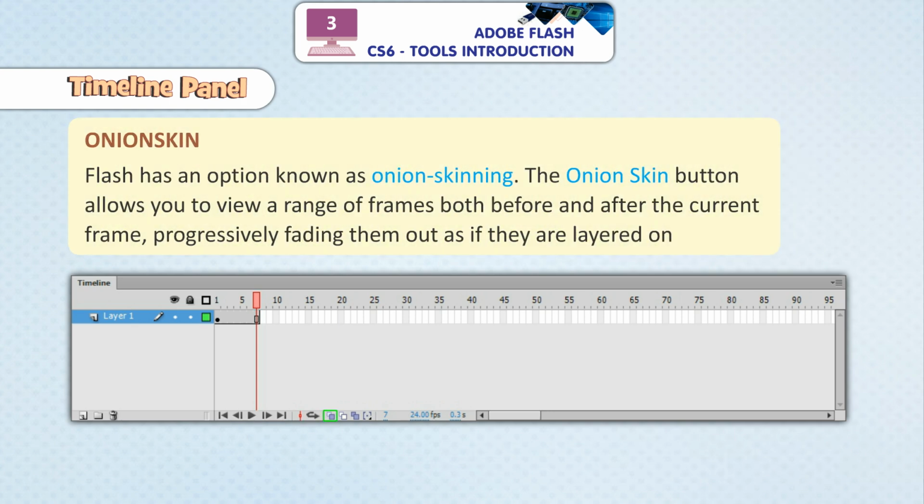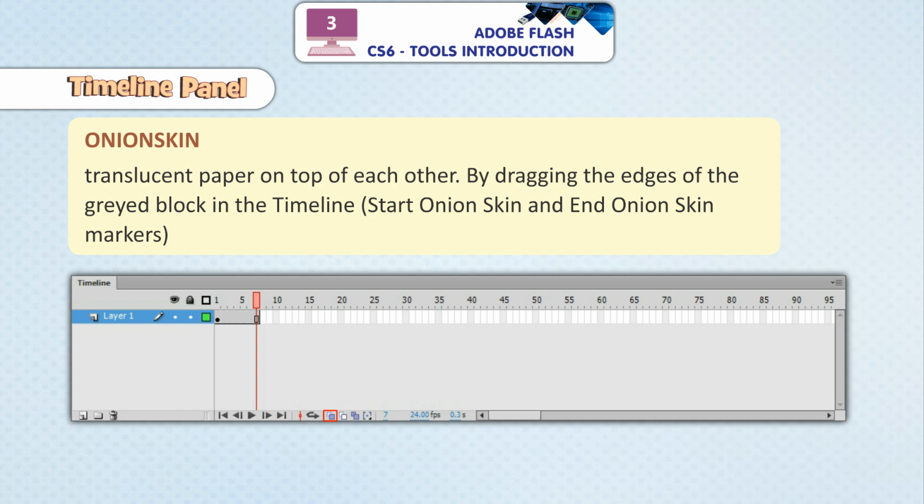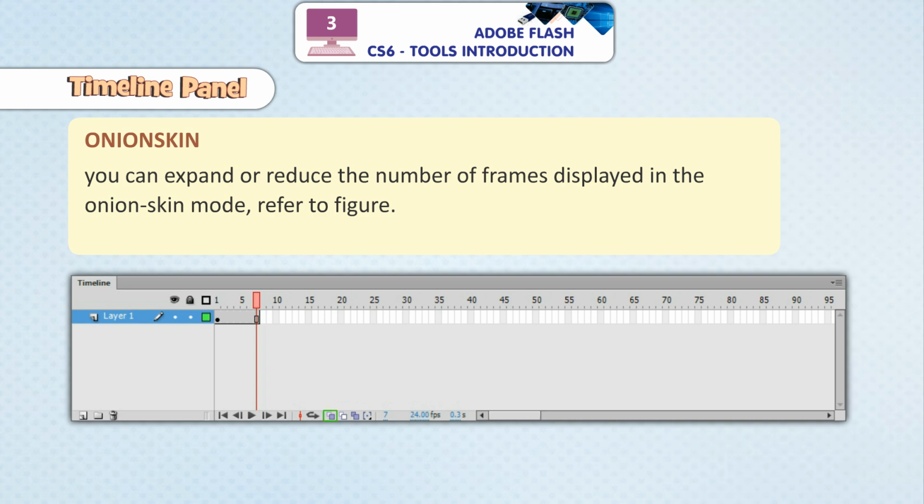Onion Skin. Flash has an option known as onion skinning. The Onion Skin button allows you to view a range of frames both before and after the current frame, progressively fading them out as if they are layered on translucent paper on top of each other. By dragging the edges of the grayed block in the timeline, the Start Onion Skin and End Onion Skin markers, you can expand or reduce the number of frames displayed in the onion skin mode. Refer to the figure.